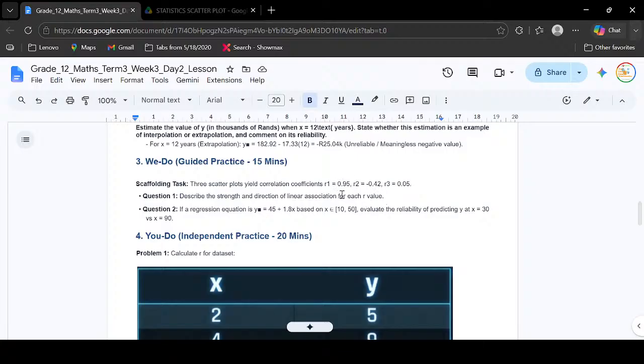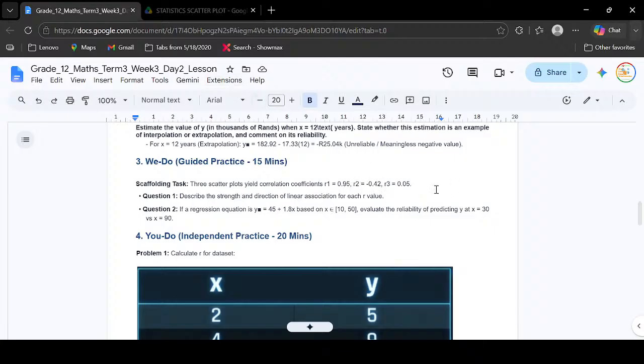This R1 is 0.95. Strong positive. We start with the sign. It's going to be positive. Check the sign: positive, strong. So it's positive and it's strong. Okay, next, let's check the next one.